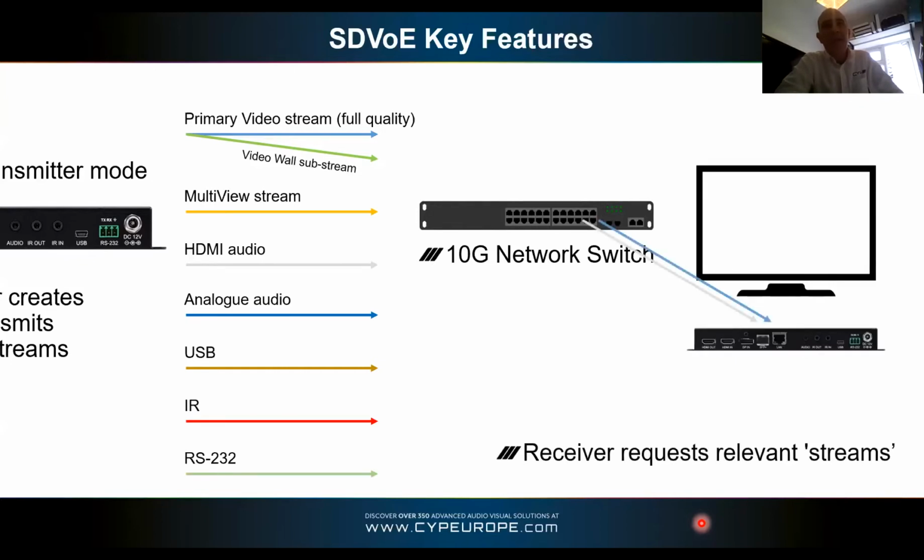So then obviously that's the input side, and then the output side, you get your output streaming to your receivers. So it receives the relevant streams, whether it's multi-view or primary streams, and then displays the images and gives you the audio and the USB and IR that you need, that you've selected for the streams.